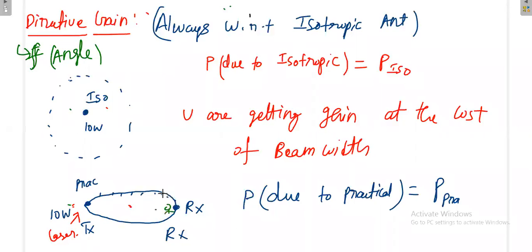Once you deviate from this point, then you will get less power. Once you vary your angle, if you try to go like this, then you will get zero power. See, your received power is also a function of angle.